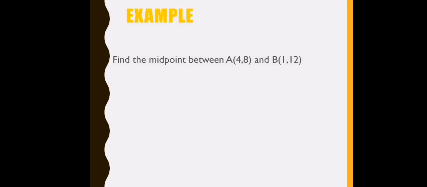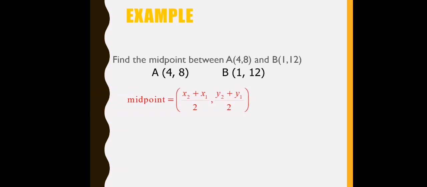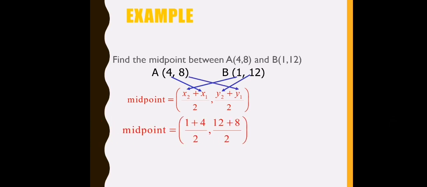So gagawin natin dito, example. In this case, A and B kamukha lang ng given natin kanina. A is 4, 8, B is 1, 12. All we have to do is to add x, to add y divided by 2. Okay, x sub 2 is 1, x sub 1 is 4, y sub 2 is 12, y sub 1 is 8. Okay, that's simply 1 plus 4, which is 5 divided by 2. 12 plus 8, which is 20 divided by 2.